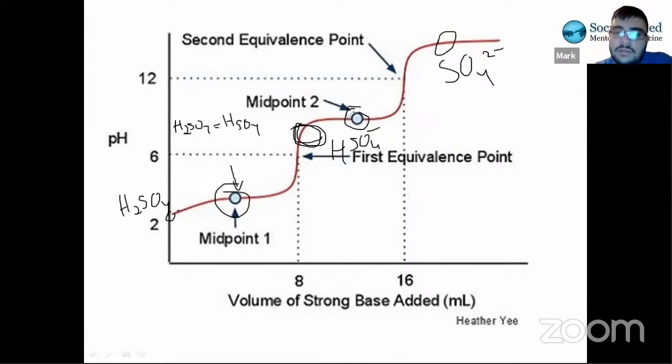And again, at this second midpoint, half of the HSO4 has been converted to just SO4 2 minus, right? So at this point, the concentrations of HSO4 and SO4 are equal, okay?